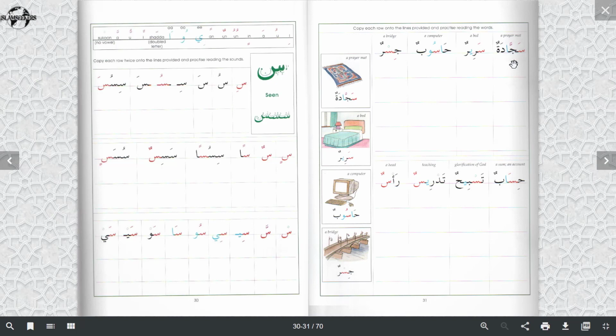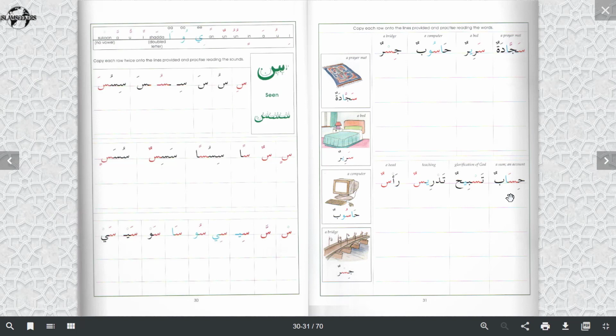Page 31. Listen carefully and repeat. Line 1. A prayer mat. Sajjadatun. A bed. Sarirun. A computer. Hasubun. A bridge. Jisrun.